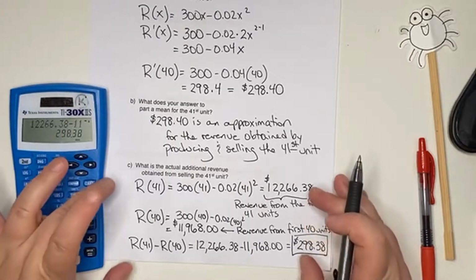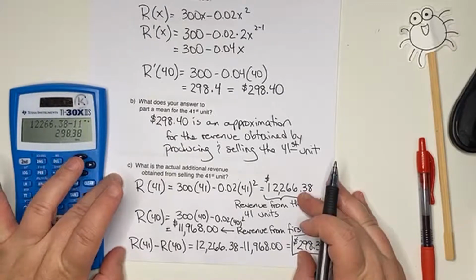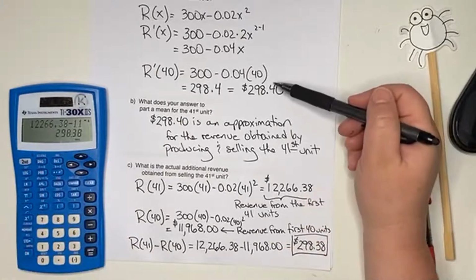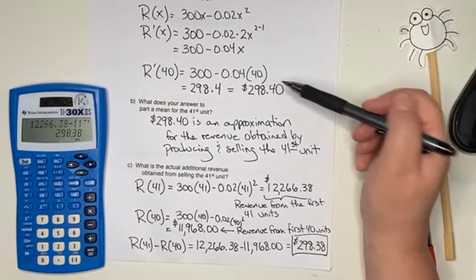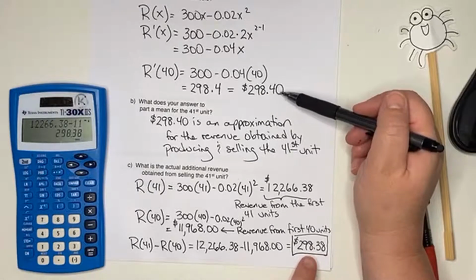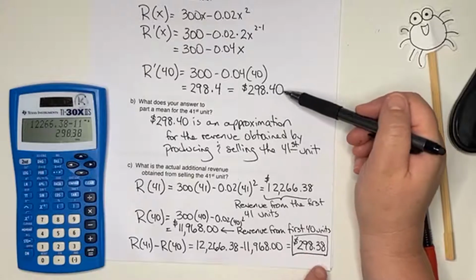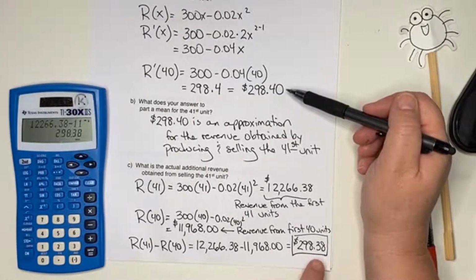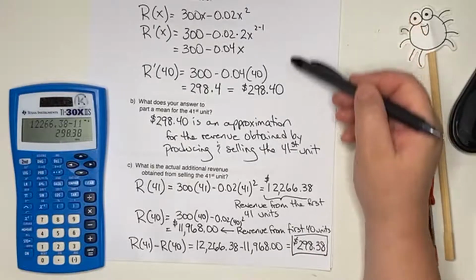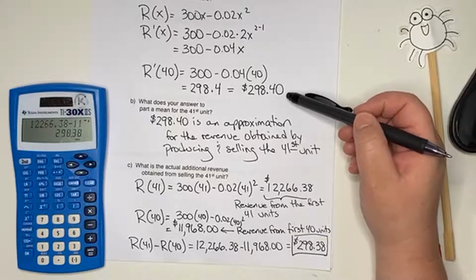However, can we agree that this was a big pain? I don't want to have to do this. How hard was this though? Easy peasy. How close were we? Awfully dang close. This is an approximation. So I said 298.40. This is 298.38. That's pretty close. So this very quickly gave me a really nice approximation.